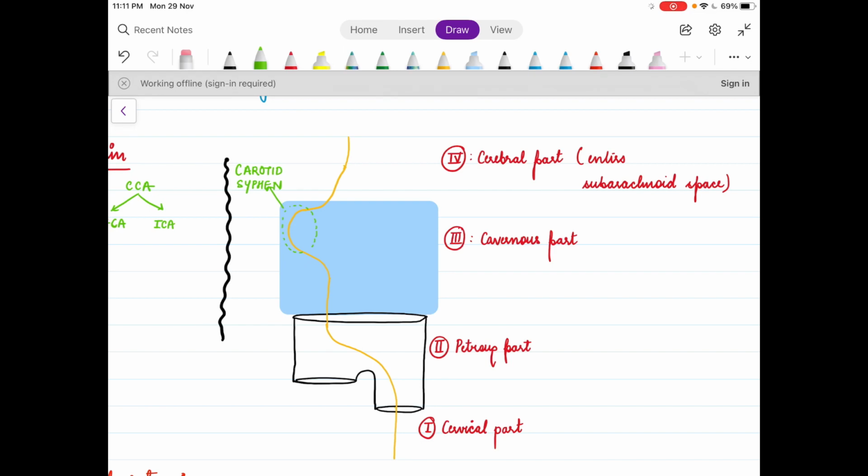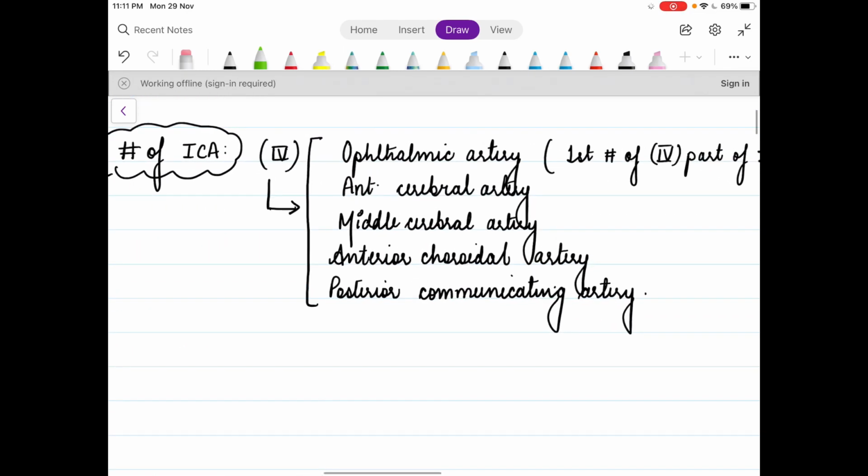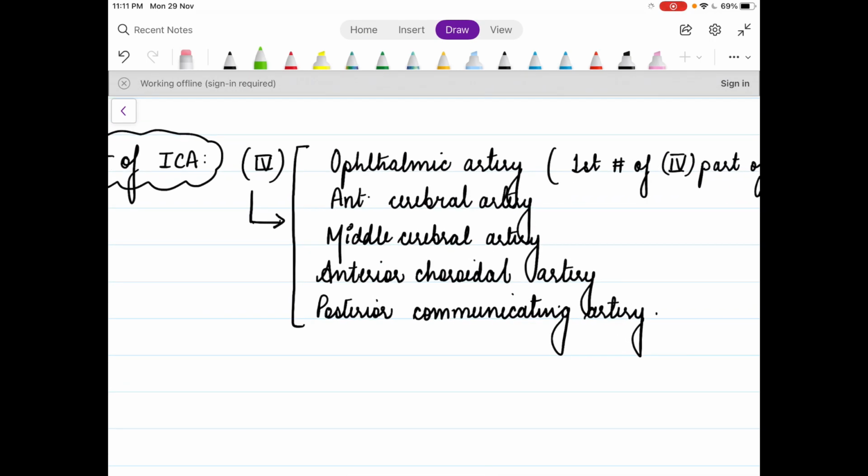Now let's see the branches of the fourth part of the internal carotid artery. The first artery which arises after exiting the cavernous sinus is the ophthalmic artery. It is the first branch of the fourth part of the internal carotid artery. Other branches supplying the brain are the anterior cerebral artery, the middle cerebral artery, the anterior choroidal artery, and the posterior communicating artery. The anterior choroidal artery is referred to as the artery of cerebral hemorrhage because it is a very common cause of cerebral hemorrhage in a basal ganglia, namely the putamen.